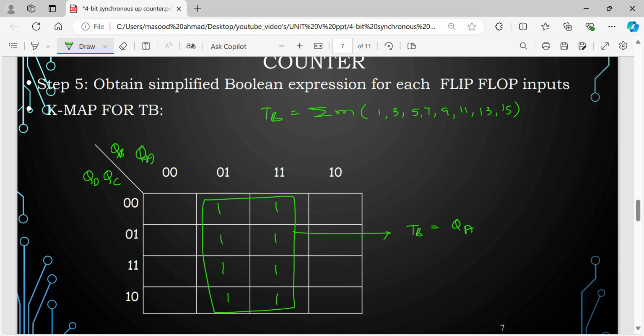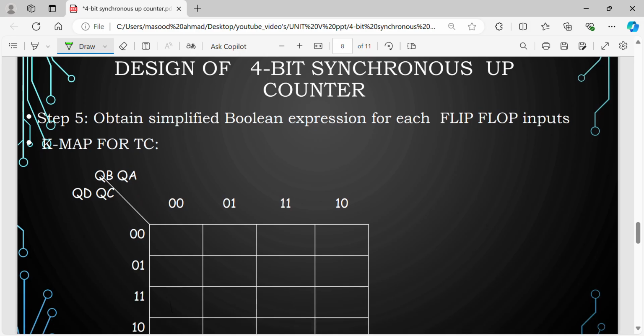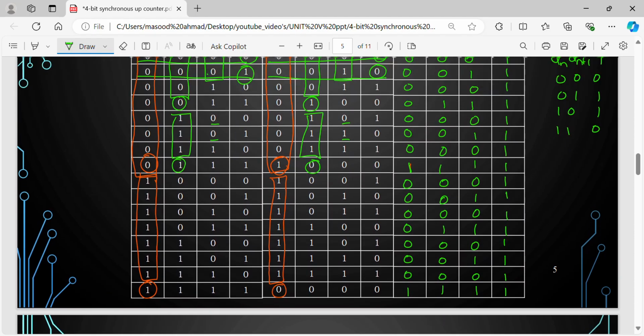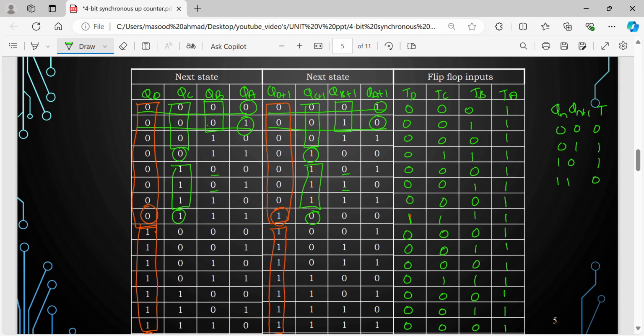Okay. Next we try to go for the expression for TC. TC is sigma m. What exactly is it? It is 1 from the table. You can see here it is 1 for 3. Then 4, 5, 6, 7. So 3 is 1, 7 is 1.